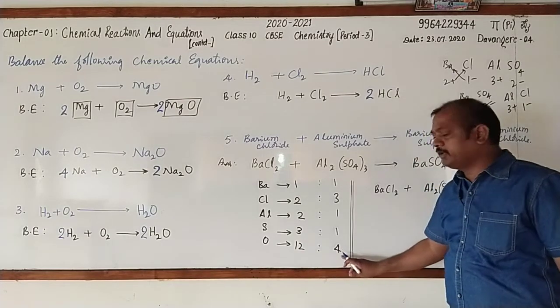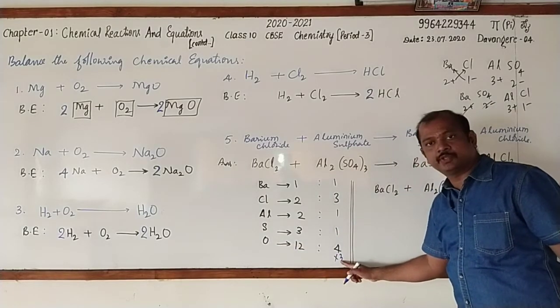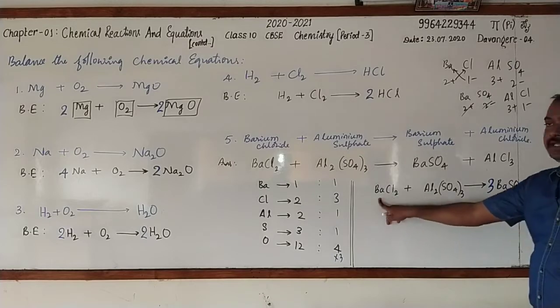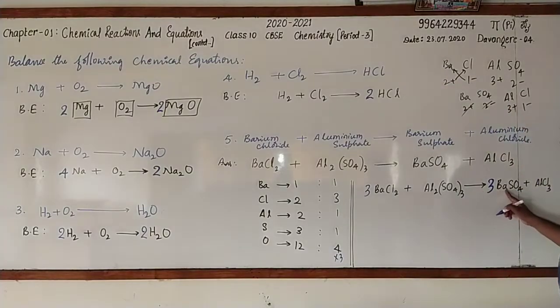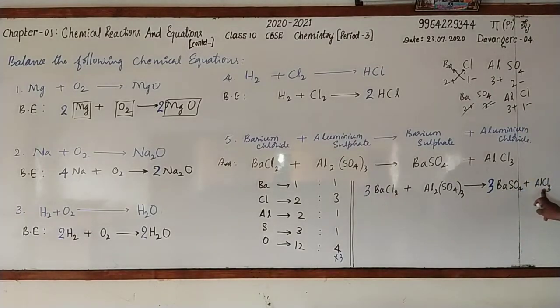Observe. Element having maximum number of atoms is oxygen. Here is 12. Here is 4. What should be multiplied? 3 on the RHS side. So here oxygen is here 3. Now oxygen is balanced. What about barium and sulfur? Observe, barium 3 atoms. Here is how many? Only 1. Can we write here 3? Yes. 3 atoms of barium. Then what about chlorine? 3 twos are 6. Here 3 is there. We can write 2. Understood?